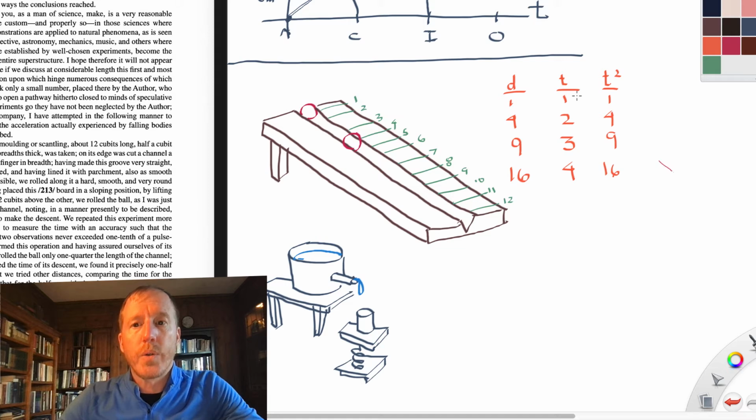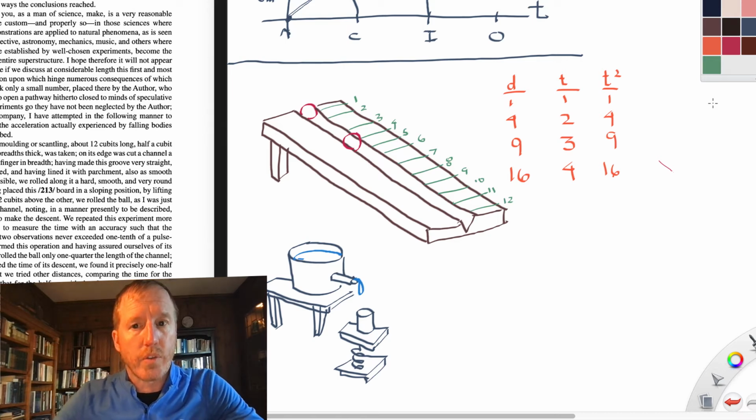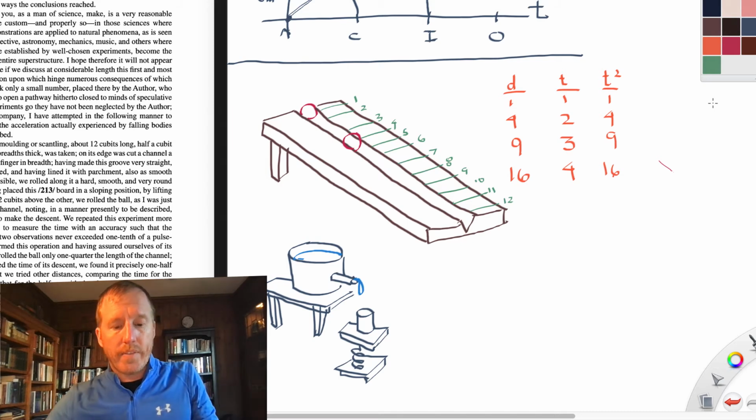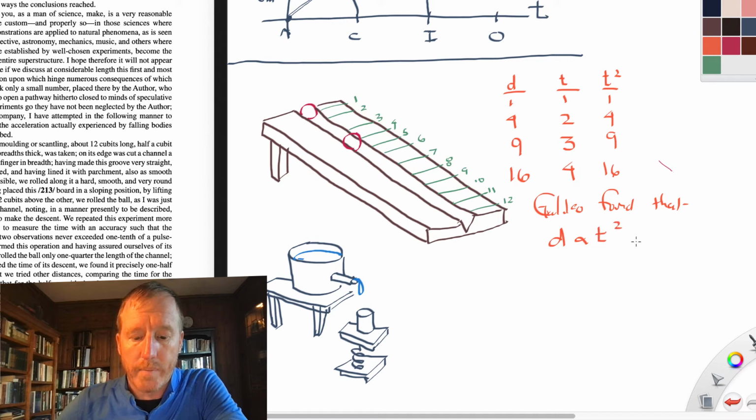So he's measuring 1 unit of time it took to roll down 1 unit of distance. It took 2 units of time to roll down 4 units of distance. It took 3 units of time to roll 9 units of distance, and 4 units of time to go 16 units of distance. And in other words, Galileo found that the distance it moved was proportional to the square of the time.